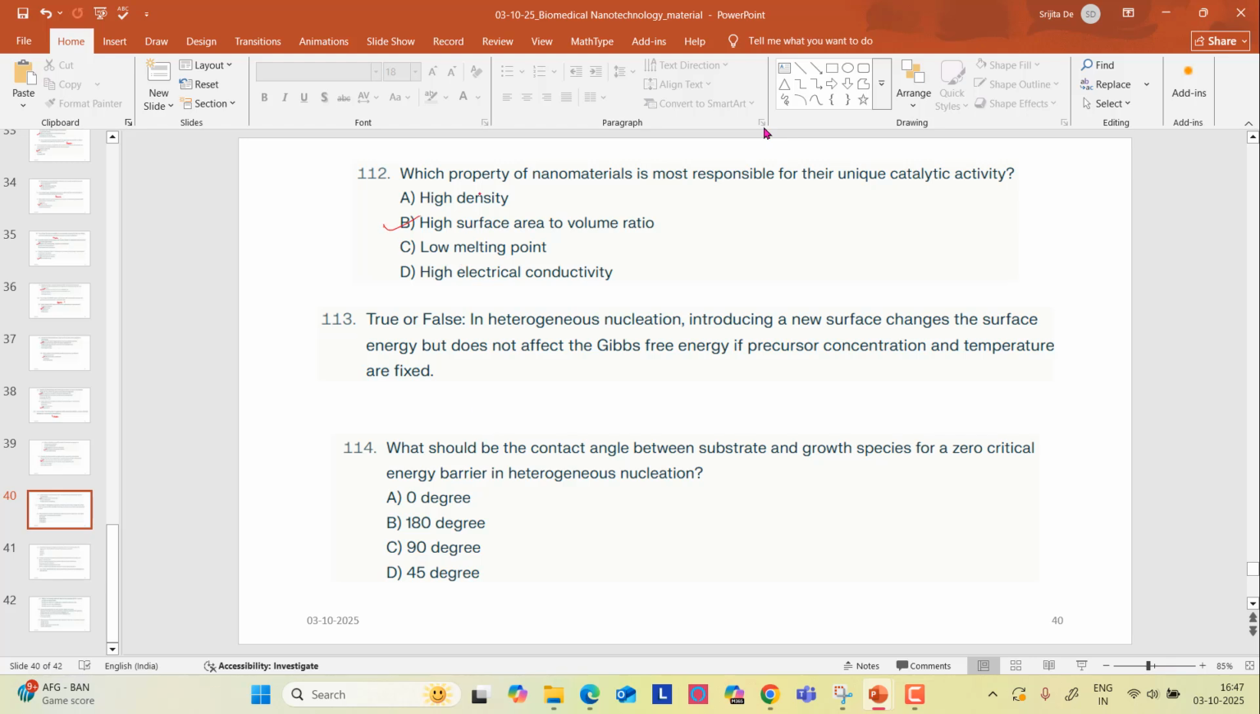In heterogeneous nucleation, introducing a new surface changes the surface energy but does not affect the Gibbs-free energy if precursor concentration and temperature are fixed. True. What should be the contact angle between substrate and growth species for a zero critical energy barrier in heterogeneous nucleation? 45 degrees. Yes.